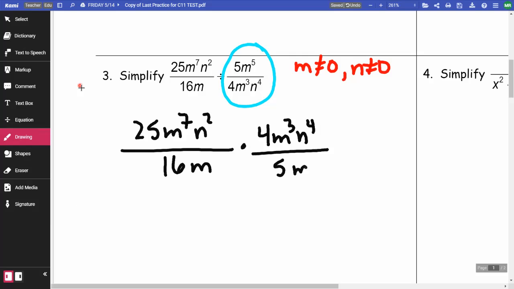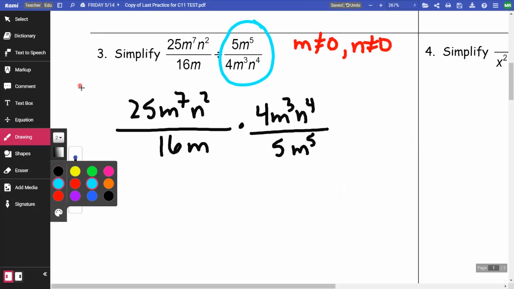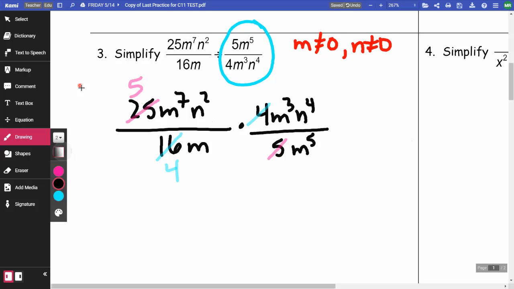over 5m to the 5th. So number wise, I can do some simplifying. So what I notice is, let's see, 5 goes into 25 5 times. 4 goes into 16 4 times. So let me just kind of write that out real quick. So far I have 5.